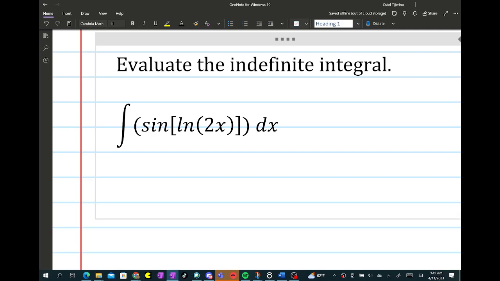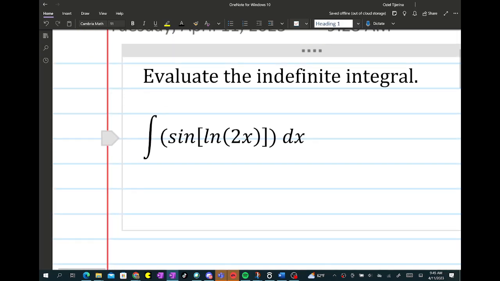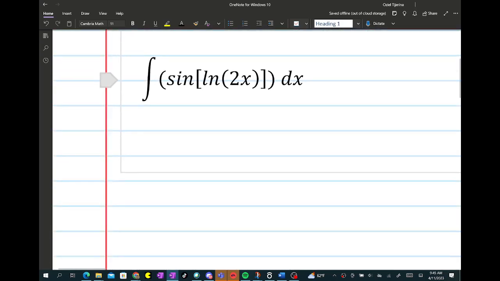Basically, we have this indefinite integral, and we want to integrate it with respect to x. So I'm going to go ahead and read it. It says the integral of sine of the natural log of 2x dx. So we have to use a mixture of a few, actually maybe two integration techniques or three.